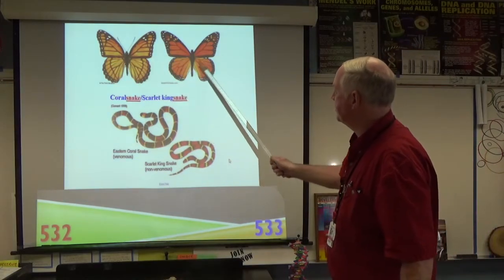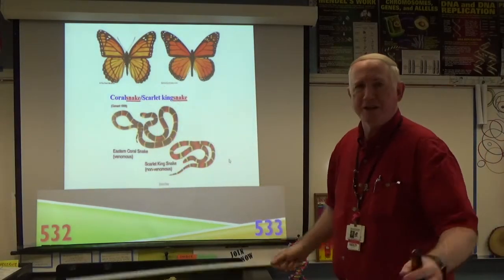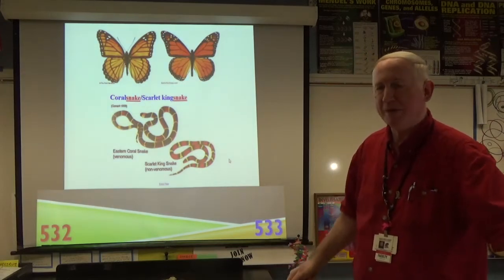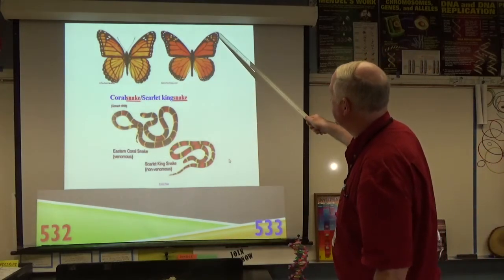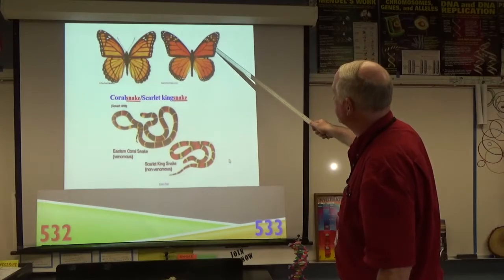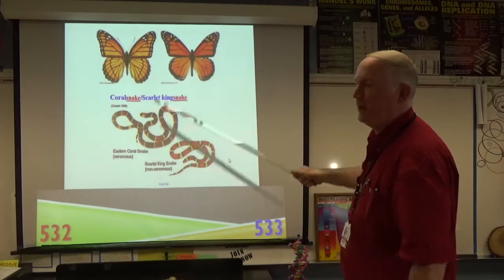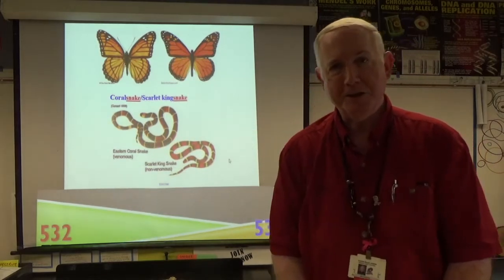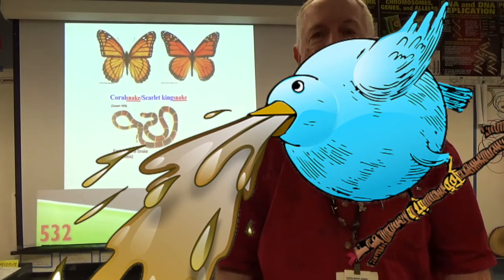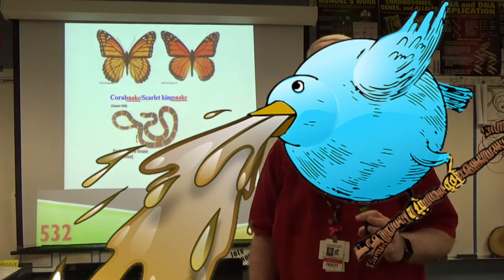Here's two butterflies, and if you just saw them go by quickly, you'd go, oh, that's a monarch. Well, the difference is, this is the monarch. The monarch butterfly has two rows of spots on the edges of its wing. And if you're a bird, you learn quickly that monarchs taste terrible. You don't want to eat a monarch. It's like nasty and kind of poisonous.